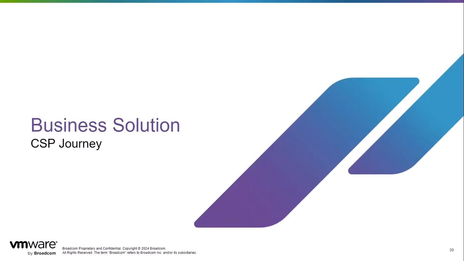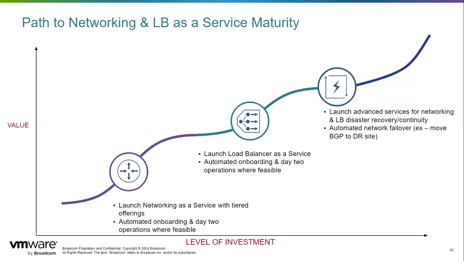Next, I will cover the CSP journey from a starting point of where no networking services are offered to launching advanced services. Many of you are likely already somewhere along this journey, but I wanted to provide just an overview for those who may not have started yet, especially in regards to using NSX. The starting point would be to launch networking as a service, perhaps with tiered offerings that allow customers to choose service levels such as bronze, silver, or gold that come with additional services or include other services such as managed OS. You would likely want to try to launch with automated onboarding and day two operations where feasible to keep your costs down, minimize mistakes, and to improve your time to revenue.